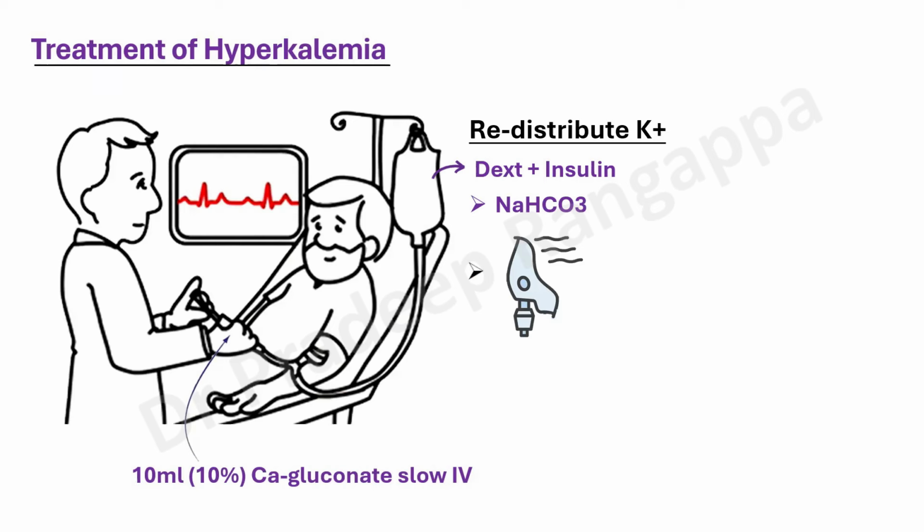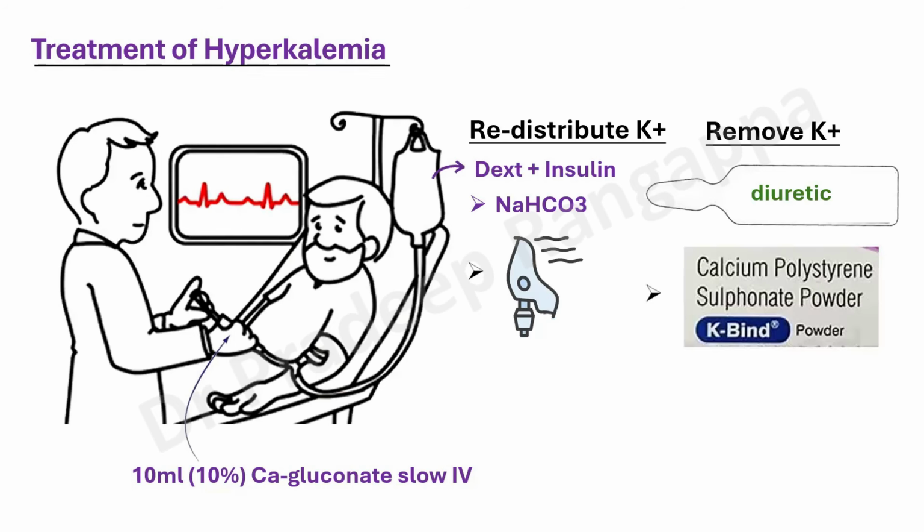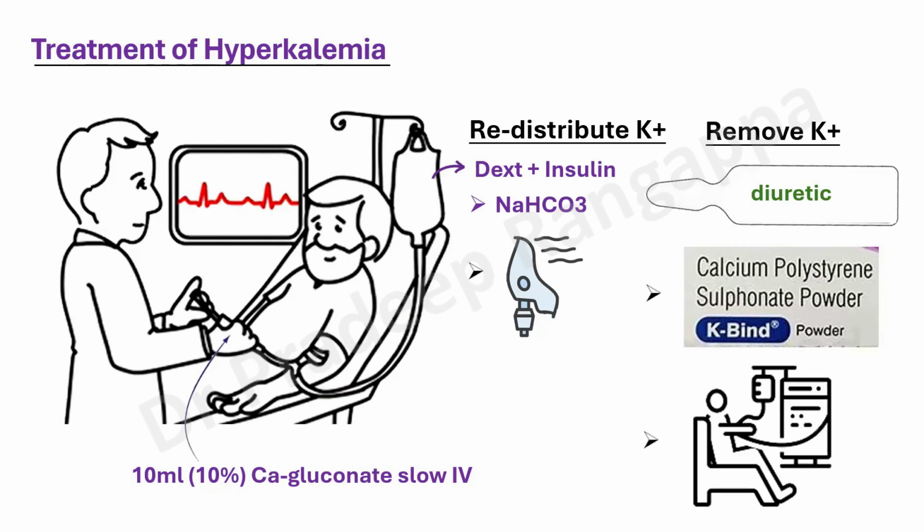And what are the modalities that are available? You can use diuretics. If the patient is passing urine, you can use diuretics to remove potassium. And typically what we use is K-bind, which is calcium polystyrene sulfonate powder. This binds to the potassium, helps in elimination of potassium. If all these steps are ineffective, then obviously we have to put the patient on dialysis to reduce the potassium. So these are the three broad dimensions of treating hyperkalemia.